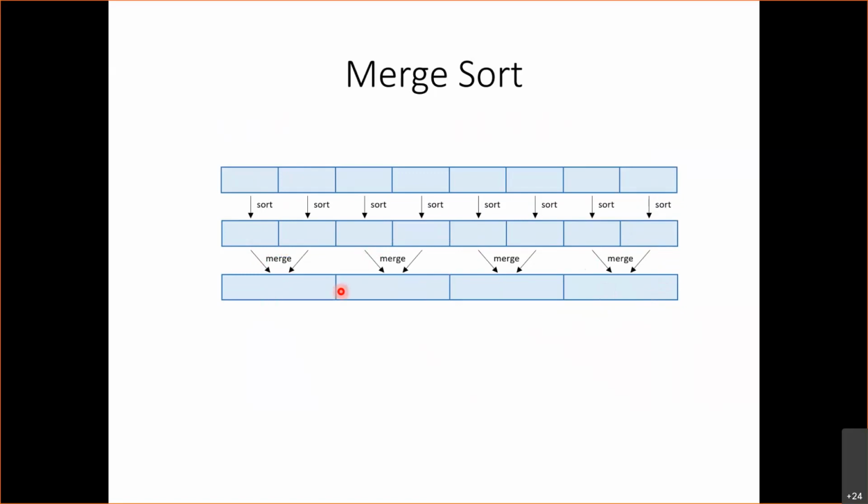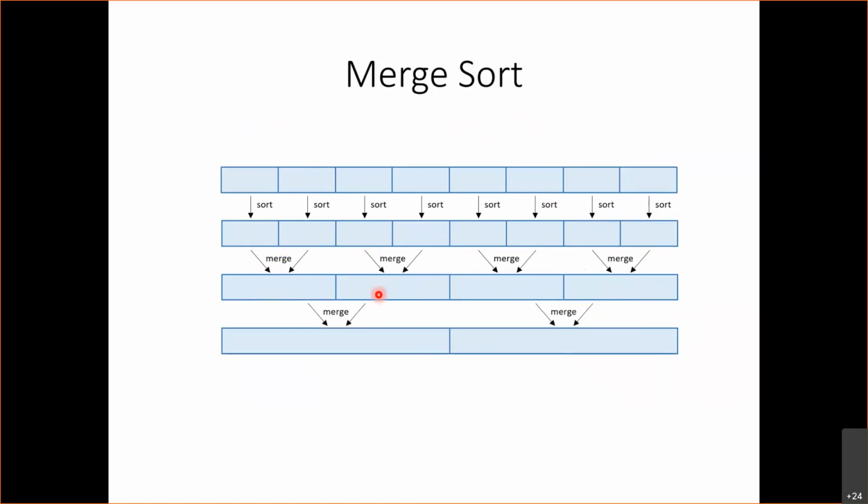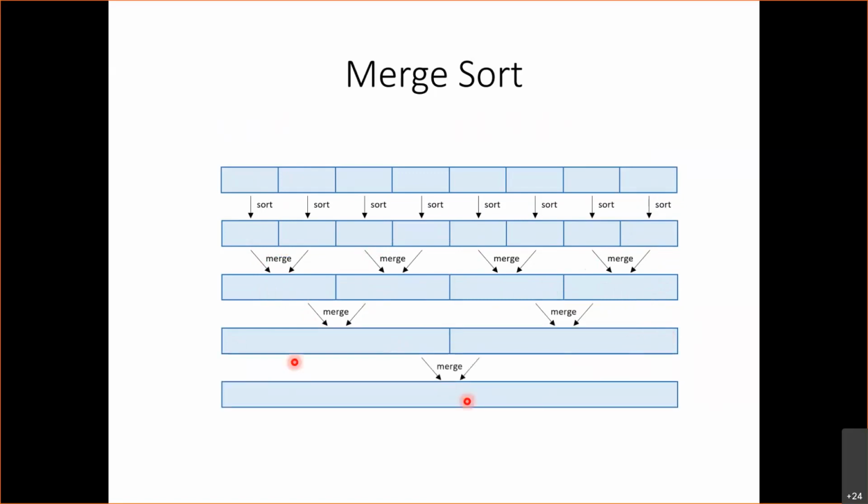Now I have these four sorted arrays. Now I'm going to do merge again. I'm going to take these two arrays and merge them into one sorted array, and take these two and merge them into one sorted array. And then finally, I do a final merge where I take my two sorted arrays and merge them into one final sorted array. So this is how merge sort works. How can we parallelize this?